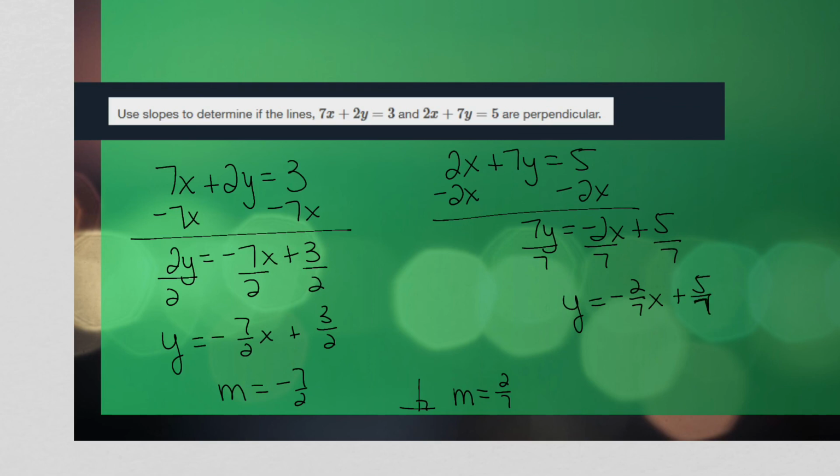Notice the slope of this one is negative 2/7. And what I was hoping for was positive 2/7. This is negative 2/7. So I would say no, these are not perpendicular to each other, because I needed to have a positive slope. This one was negative, and I was hoping for the perpendicular to be a positive slope, and I ended up with a negative. So no, these are not perpendicular to each other.